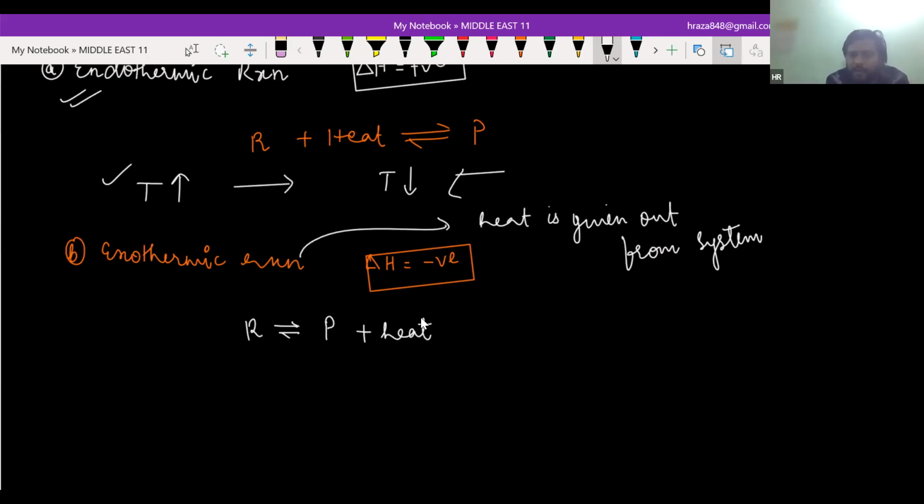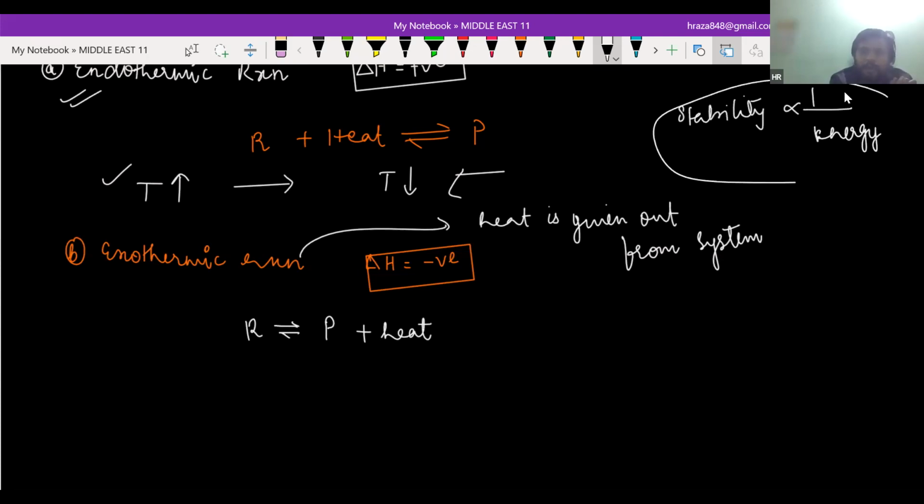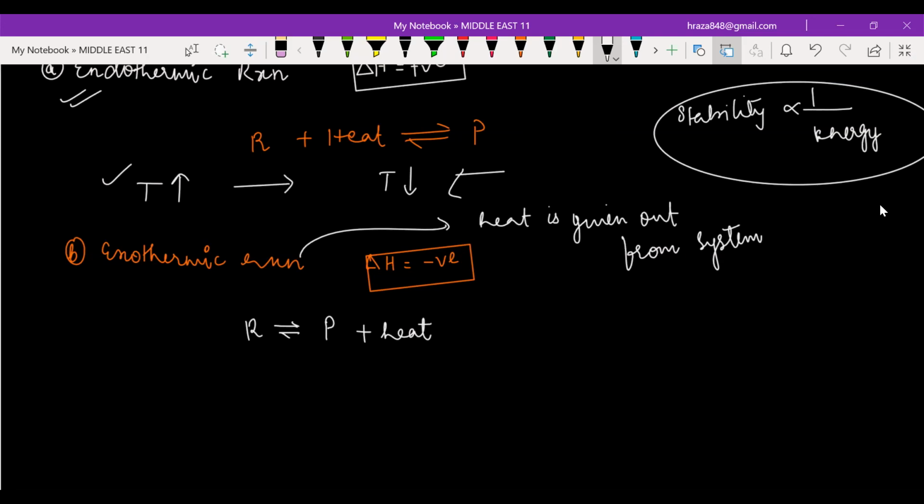It is converting into product and releasing heat from itself to stabilize itself. Is that clear, everyone? In terms of heat, just remember one thing: stability is inversely proportional to heat energy. Whenever a molecule has higher energy, it will be less stable, and a molecule which has lower energy will be more stable. If a molecule has lower energy, stability will be greater, and if it has higher energy, stability will be lower. Is that clear, everyone? Yes, sir.